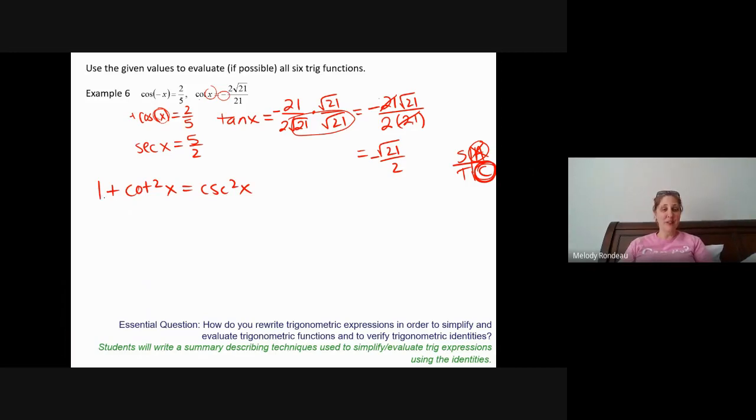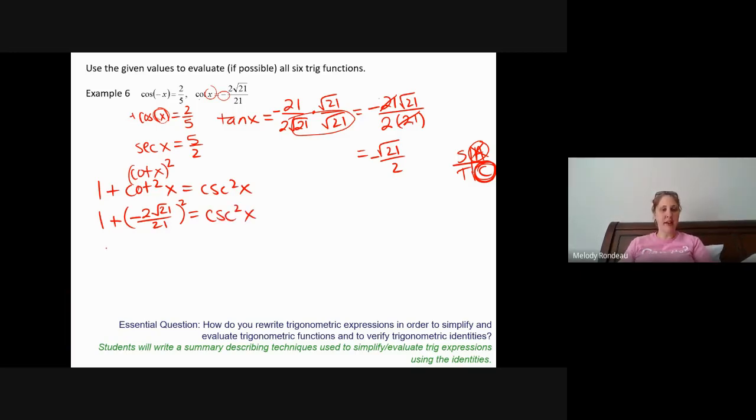Okay, so I'm going to fill in. I have 1, that's easy. Plus my cotangent, I'm going to fill in. Remember, as Mrs. Ballard showed, this cotangent squared is like saying cotangent x squared. So I'm taking the cotangent and I'm going to square the value. So my cotangent was -2 square root 21 over 21. And then cosecant squared is the one that I want to know, so I'm going to leave that.